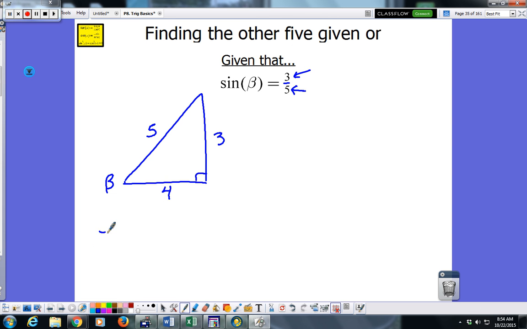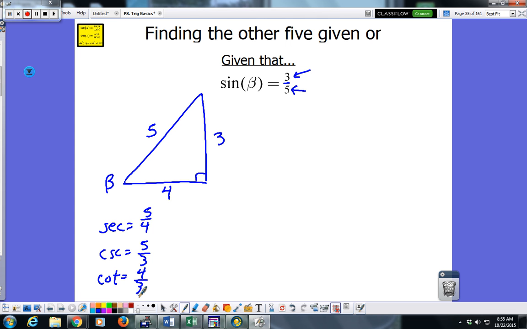Secant, cosecant, and cotangent of beta. Let's see, secant would be the reciprocal of cosine. Cosine was 4/5, so secant would be 5/4. Cosecant would be 5/3. Cotangent, let's see, tangent was opposite over adjacent, so cotangent would be the reciprocal of that, 4/3. That's how you'd find the others.